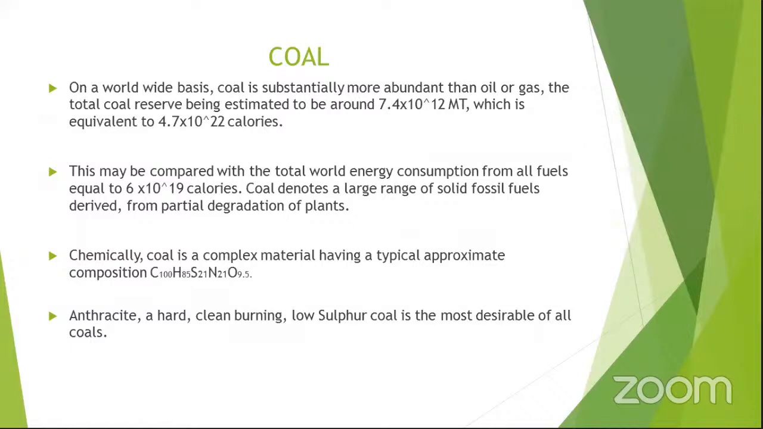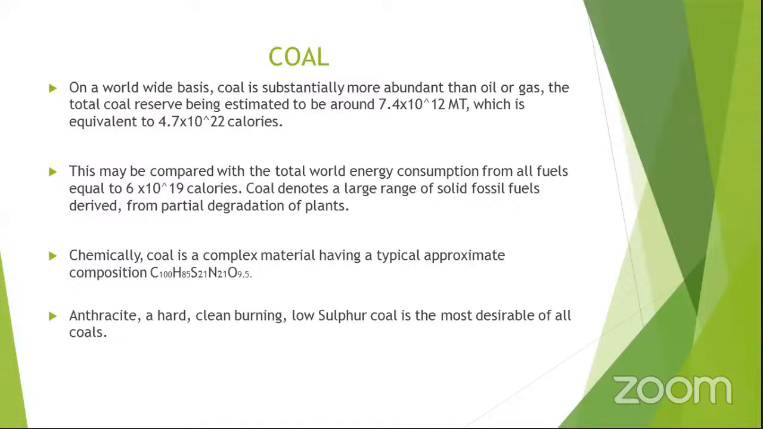Here we talk about coal. The coal resources are estimated to be around 7.4 x 10^12 million tons, which is equal to 4.7 x 10^22 calories. Chemically, coal is a complex material. The chemical formula for coal is C100H85S21N21O9.5.